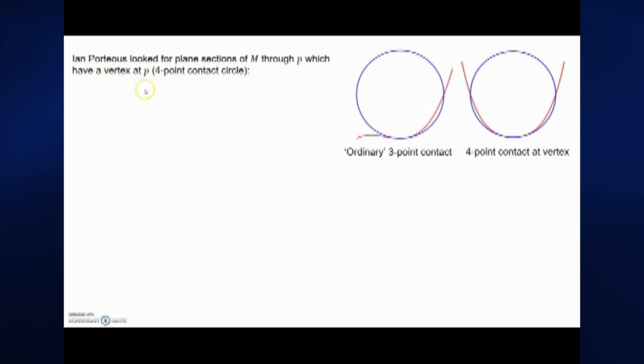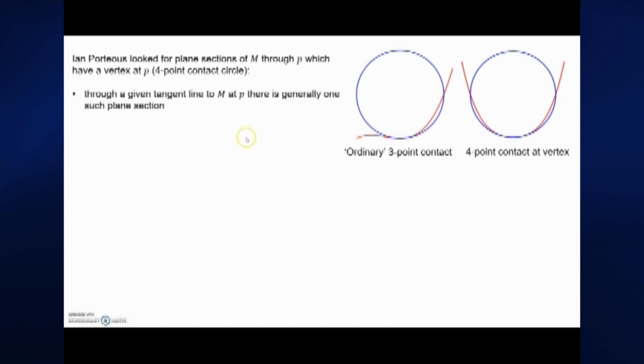So where Meusnier was able to find the curvature of arbitrary sections, in other words, find the radius of a circle that has osculating 3-point contact with the surface, Ian asked, for which planes can you intersect the surface and obtain a higher degree of circularity? In other words, which plane sections have a circle with 4-point contact with the surface? In other words, it cuts out a vertex on the surface.